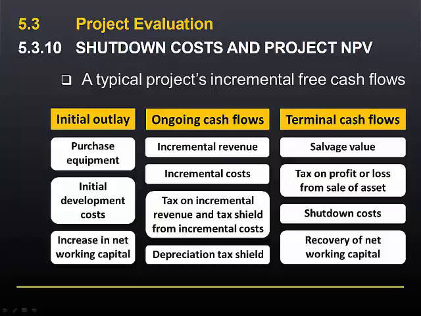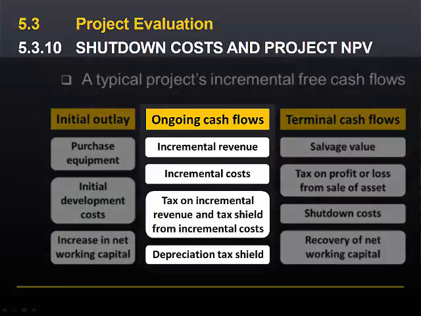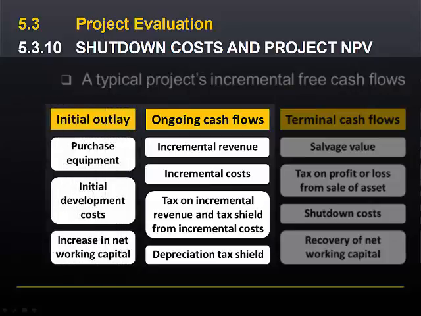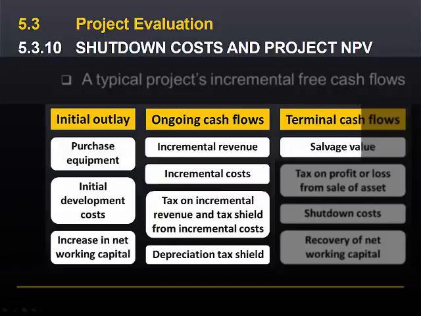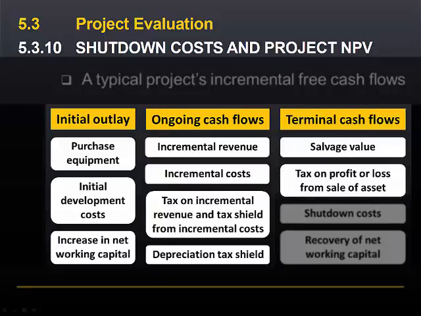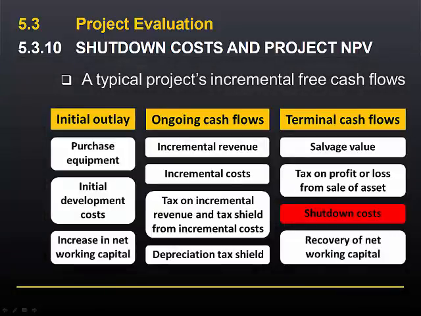So far we've dealt with the ongoing or yearly cash flows, the initial outlay, and most of the terminal cash flows: the salvage value, the tax resulting from a profit or loss from sale of an asset, and the recovery of the net working capital. The final cash flow is shutdown costs.